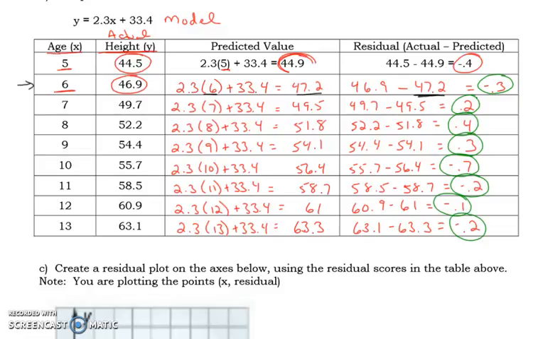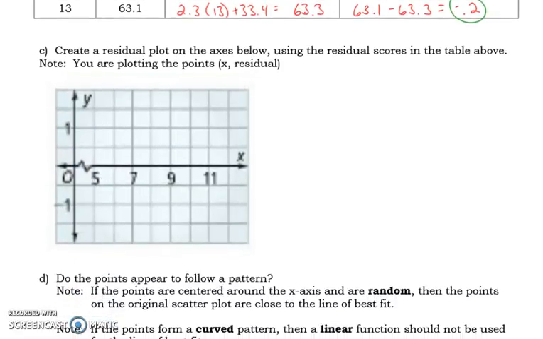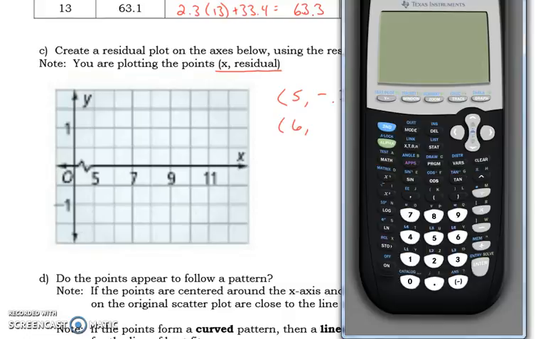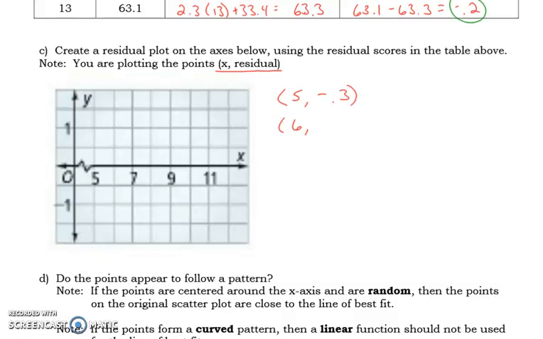Now we're going to take a look at the graph of the residuals, and the graph of the residuals is more meaningful than anything else. So we're going to create a residual plot based on the residual scores. What we're doing is graphing the x coordinate and then the residual. So for the very first x value, I have an x value of 5, and then I had a residual of negative 0.3. And then the next x value is 6, and a residual of, oh, I'm messing this up again. So I had a residual of 5 comma negative 0.4.